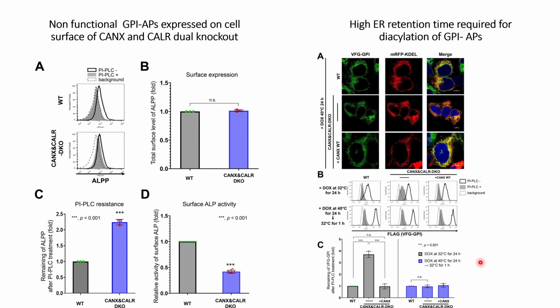So this indicates that increasing the retention time of these GPI-APs helps in improving their deacylation properties. So these two points are validated in this figure: non-functional GPI-APs are expressed in the dual knockout, that is, where Calnexin and calreticulum are both knocked out in the cells, and with increasing retention time their functional properties could be increased, such as deacylation of GPI-APs. And again, the reminder is that deacylation is misspelled in this figure.